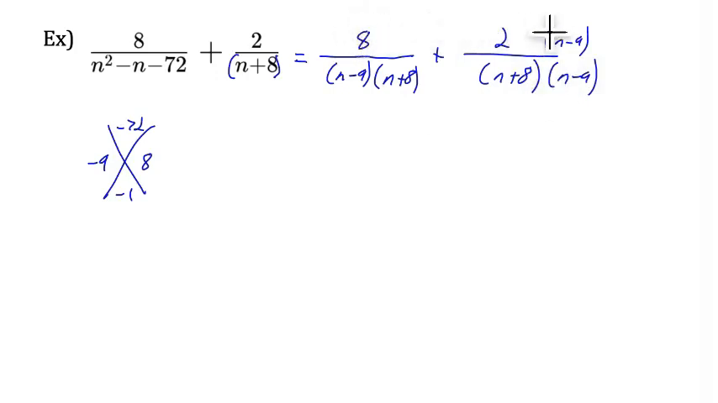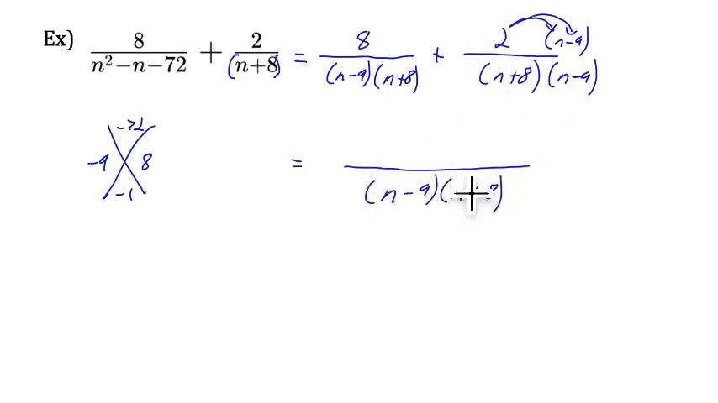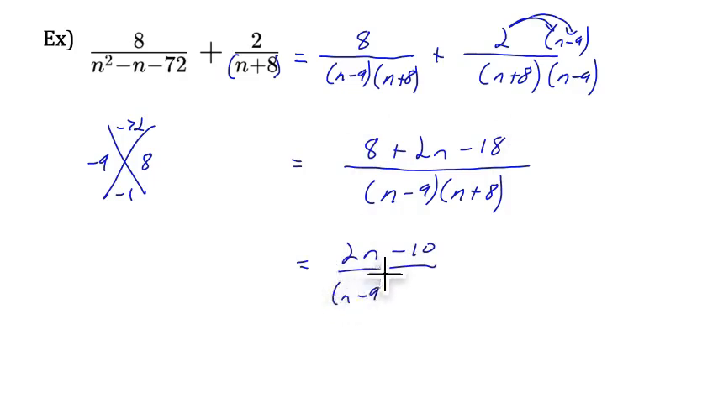So let's go ahead and combine these numerators as we add the two fractions. And while we do that, let's go ahead and distribute that 2. All right, so we are adding the two fractions. And when we do that, we get the same denominator. So in the numerator, we'll have 8 plus 2 times n, which is 2n, and 2 times -9, which is -18. A little bit of simplifying to do up here in the numerator. So we'll combine like terms. 8 minus 18 is -10. So we have 2n minus 10 over n minus 9 times n plus 8.